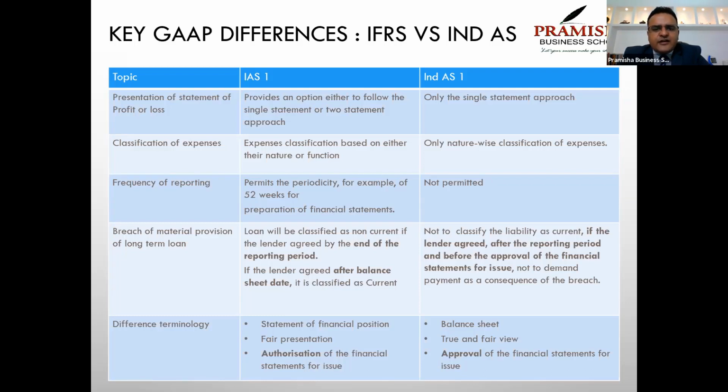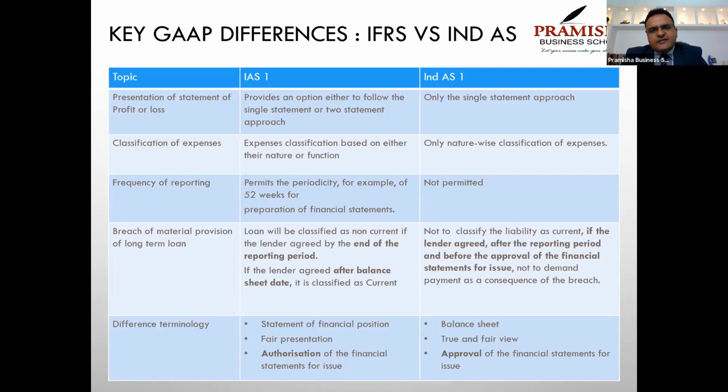But if the lender has not agreed, if the lender agrees after the balance sheet date, after 31st March, we will reclassify it from non-current to current. In India, we did not agree to this. We said that if the lender agreed even after the reporting period and before the approval of financial statements not to demand payment, we'll continue to show it as part of non-current liabilities, not as part of current liabilities.